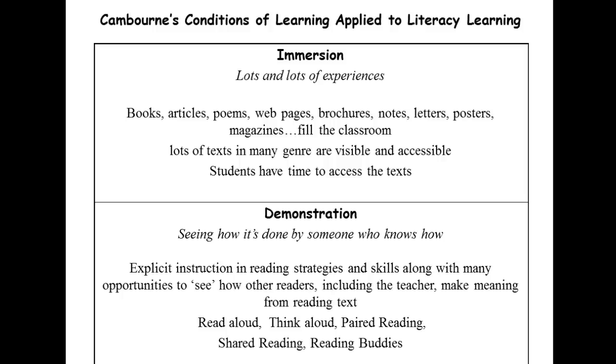And then there's demonstration. So the text is all around. Demonstration is seeing how it's done by someone who knows how. And this is when you're doing that explicit instruction, and this is when you're modeling what you do as a reader, or you're pointing out what other students in the class have done as a reader. Some examples are read aloud, think aloud, paired reading, shared reading, and reading buddies.